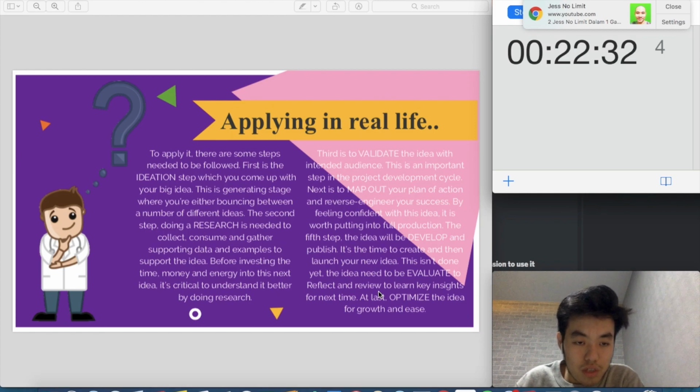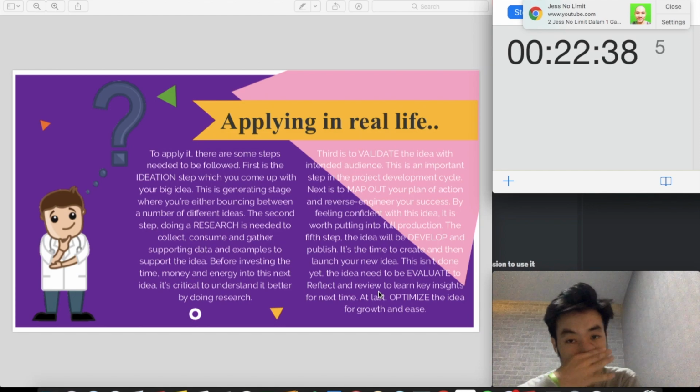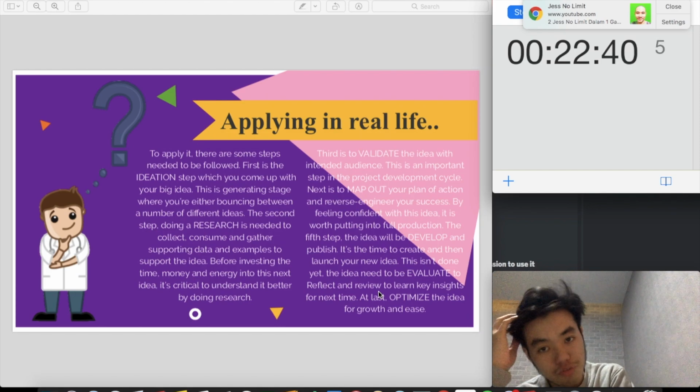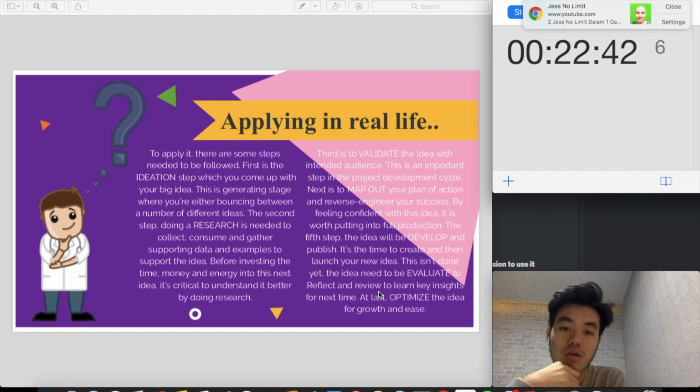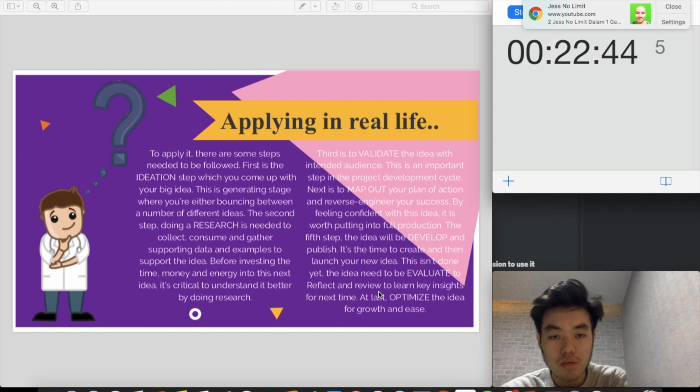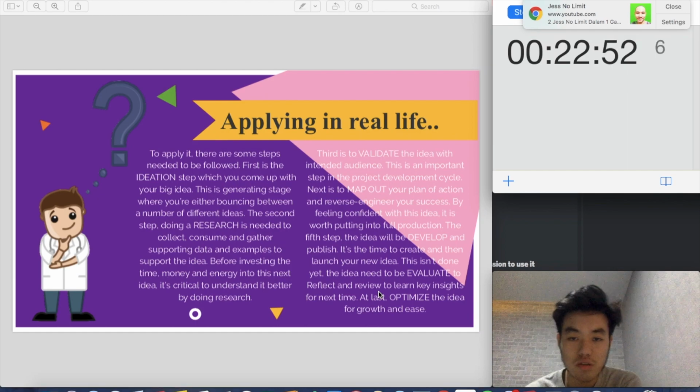Before investing the time, money, and energy into the next idea, it is critical to understand it better by doing research. Third is to validate the idea with the intended audience. This is an important step in the project development cycle. And the next one is to map out your plan of action and reverse engineer your success. By feeling confident with this idea, it is worth putting it into full production.